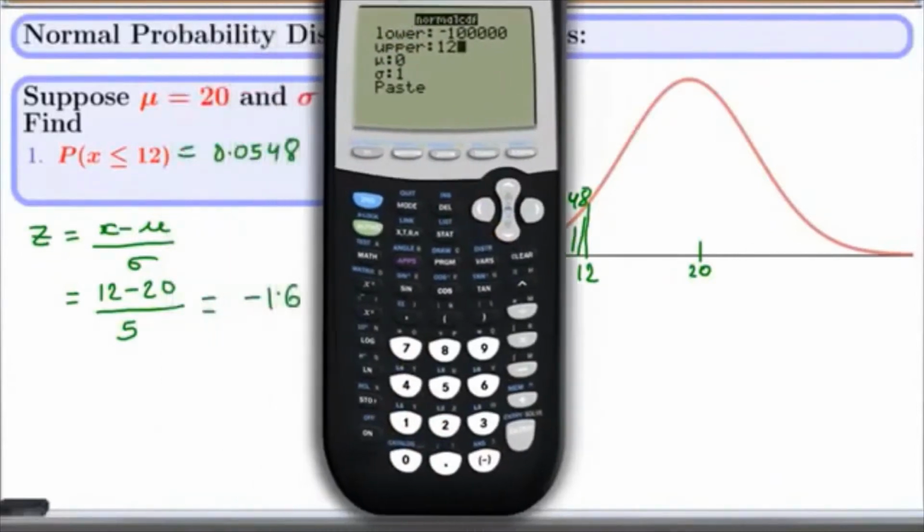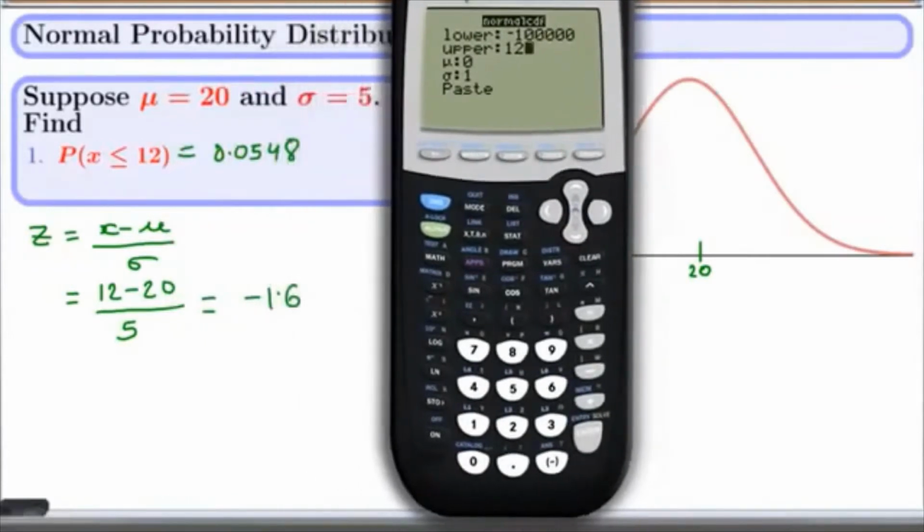Let me move my calculator a little bit so that we can see our mean and standard deviation. So our mean is 20 and our standard deviation is 5. Now hit enter. So we got this number using calculator, and this is exactly what we got using the table also. Now let me show you how to find this probability using Excel.